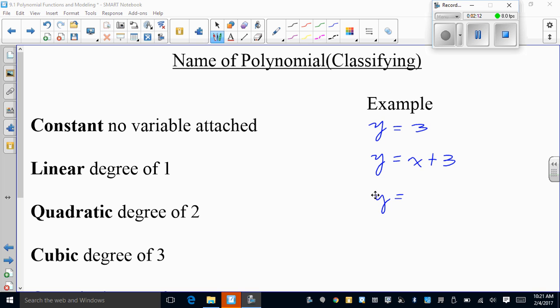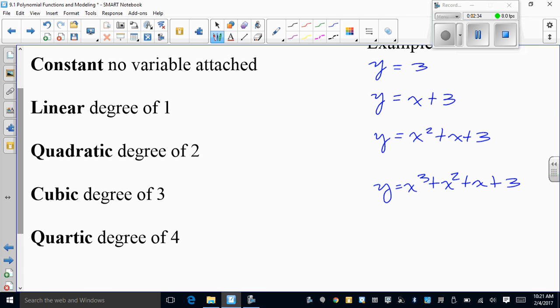Now, not necessarily do these terms have to come behind it. I'm just showing an example. Cubic, so y equals x cubed plus x squared plus x plus 3. And your quartic, power of 4, y equals x to the 4th plus x cubed plus x squared plus x plus 3. Now these are all just simple examples, but one of the things I do want to point out, constant, this is a degree of 0.